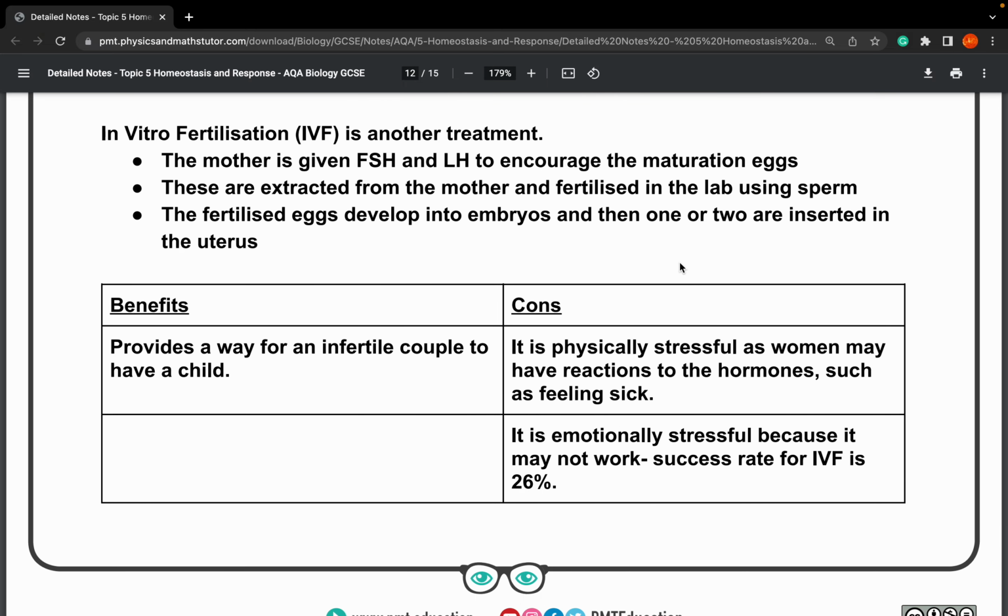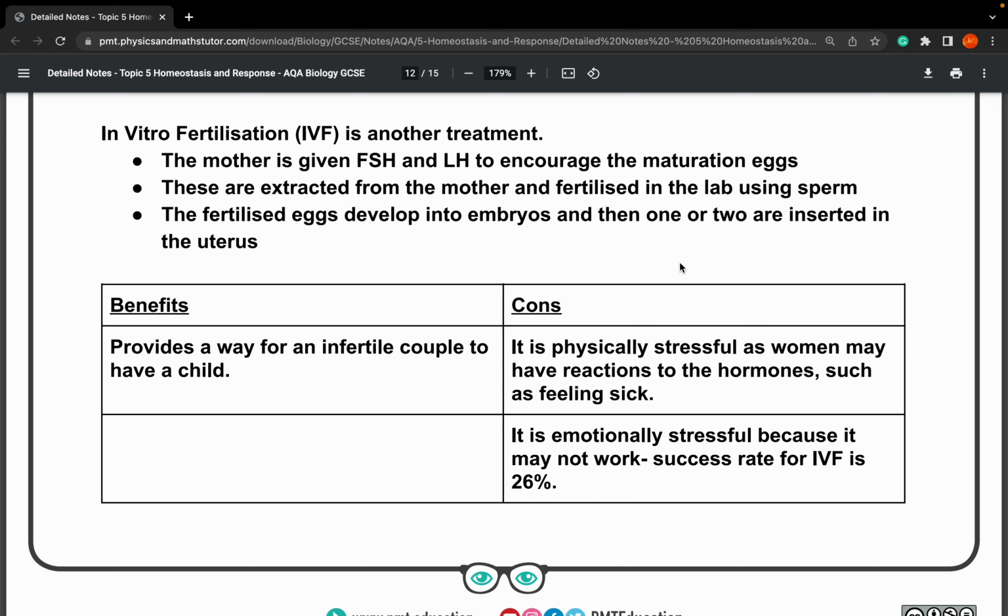In vitro fertilization is another treatment where a mother is given FSH and LH to encourage more egg production. The eggs are extracted from the mother and fertilized in the lab. It is known as a test tube baby in common words. The fertilized egg develops into embryos, then one or two are inserted back into the uterus.